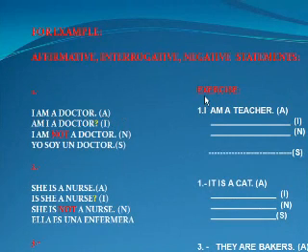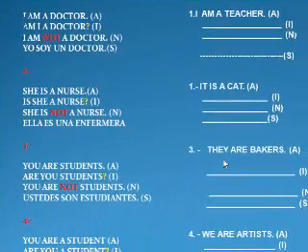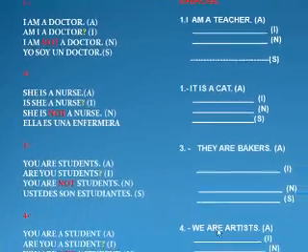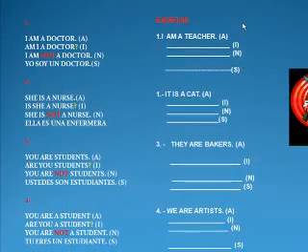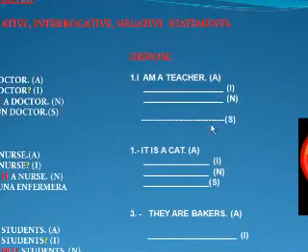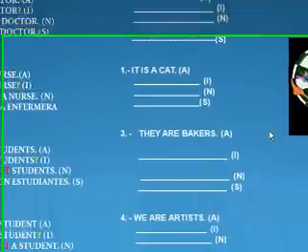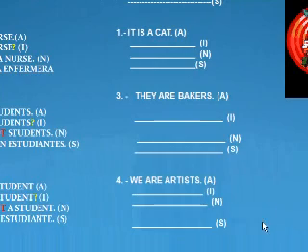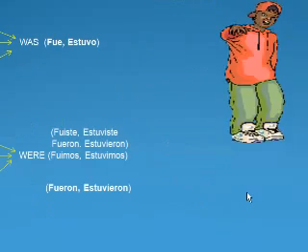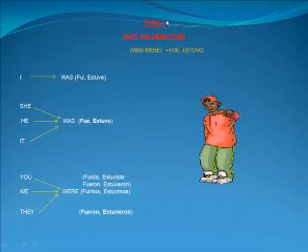Exercise. Number 1. I am a teacher. It is a cat. They are bakers. We are artists. In this part you complete these sentences. En esta parte ustedes tienen que completar estas oraciones. Pause.